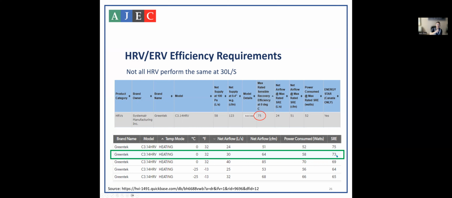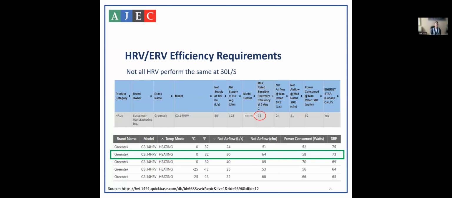So this will make you non-compliant if you pick the prescriptive path. The only way to use this HRV is through the performance path, because then I can model this equipment at 73% and show it still meets compliance. But this is not something you can do for your HRV under the prescriptive path, because not all HRVs perform the same at 30 liters per second. This one in particular is only 73%, and it's not compliant through the prescriptive path. So you must go through energy modeling.